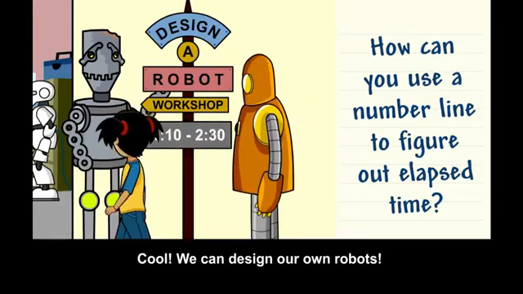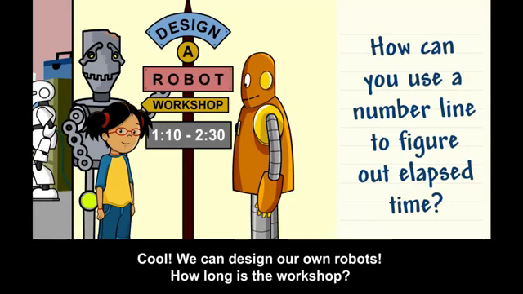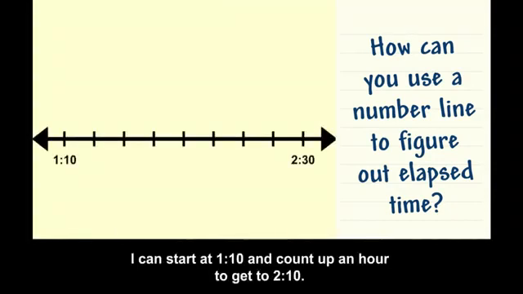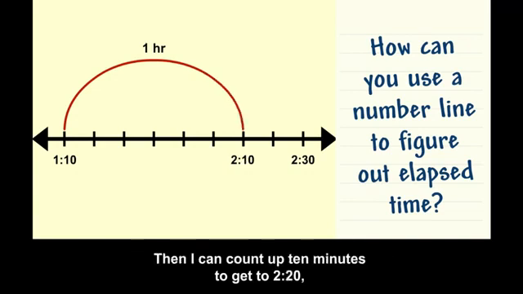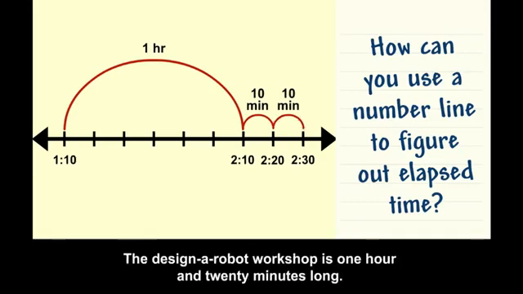Cool, we can design our own robots. How long is the workshop? I can start at 1:10 and count up an hour to get to 2:10. Then I can count up 10 minutes to get to 2:20 and count another 10 minutes to get to 2:30. The Design a Robot workshop is 1 hour and 20 minutes long.